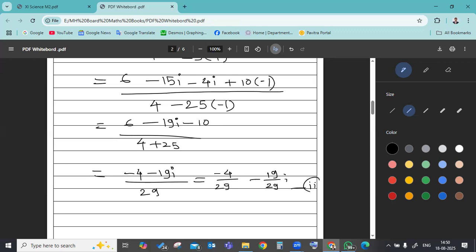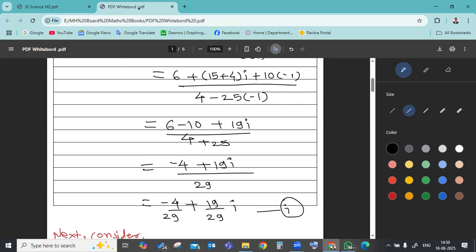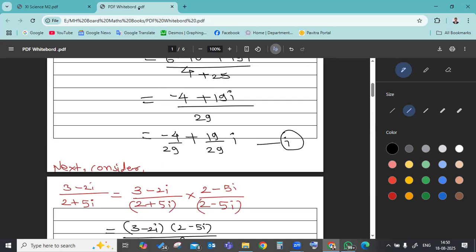Equation 2. Now add 1 and 2. Minus 4 upon 29.